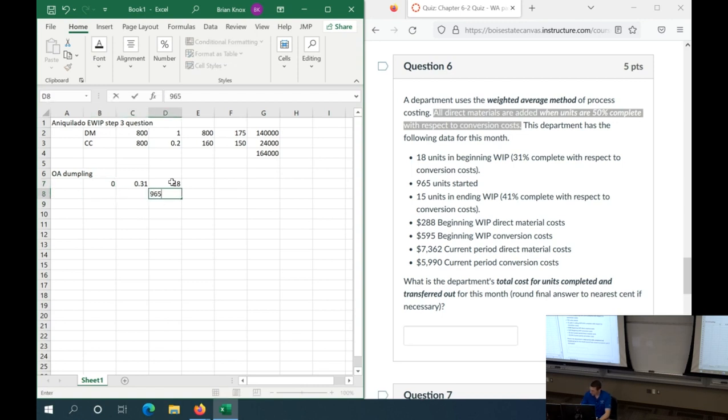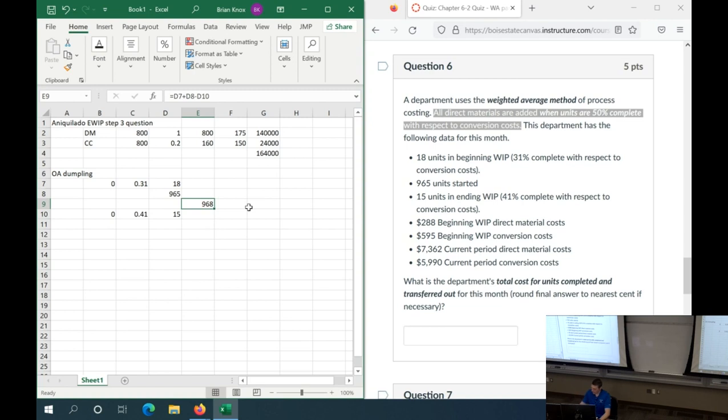All right, we started 965 units. And we have an ending WIP of 15 units, and they are 41% complete with respect to conversion costs, which, again, is not quite past the 50% threshold. So that means that we have not added any of the direct materials. We haven't poured in the macaroni noodles. We haven't put in the dumplings, whatever it is. It's not yet at a boil. So we can continue now that we've written out all the terms that we need, keeping ourselves nice and organized.